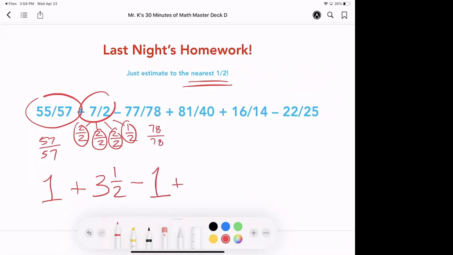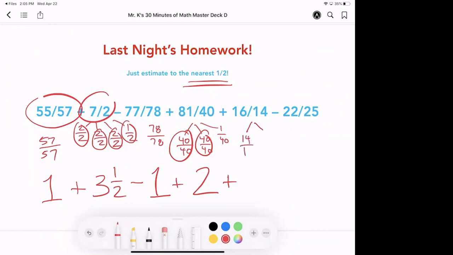plus 81/40ths. Well, let's do some number bonds. 40/40ths, that's 1 whole, and another 40/40ths, that's another whole, and then we'd have 1/40th left. So we'd have 1, 2, whoops, the ruler came out. We'll get back to that in a second. So that'd be 2 wholes and 1/40th. 1/40th is really small, close to 0. So we will go with 2 plus 16/14ths.